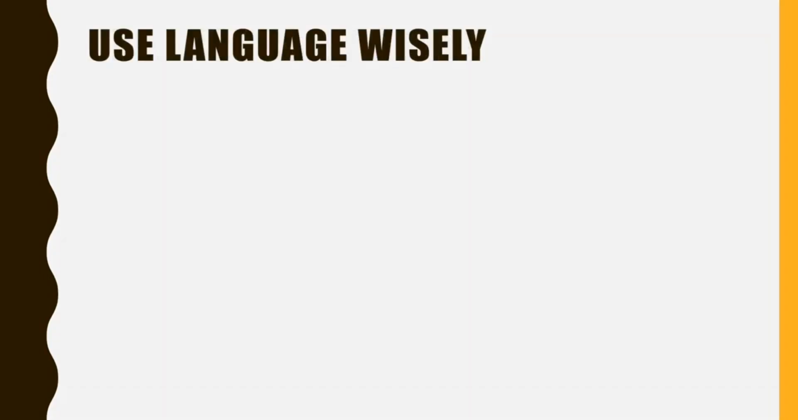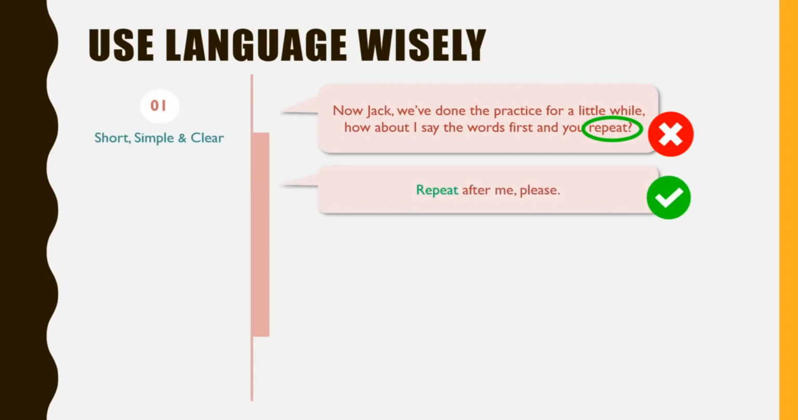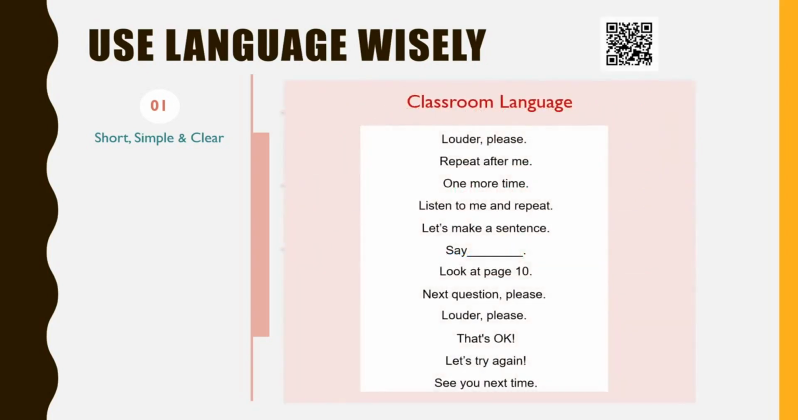Use language wisely. Keep it simple and clear. Use short, simple sentence structures and avoid long explanations. Children need clear instructions. Tell them clearly what to do or where to look. When they don't understand the instructions, it's no use to keep saying the same sentence again and again. A better way is to replace it with another sentence or easier words. Classroom language will help them focus on key information.